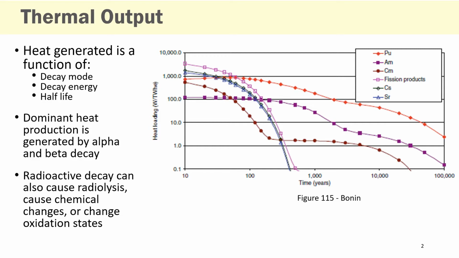For short times, less than 300 years, you can see that the fission products, cesium and strontium, are the main contributors of the decay heat, but over the long term, once you start getting over 1,000, 10,000, 100,000 years, it's the long-lived actinides, plutonium, americium, and curium.